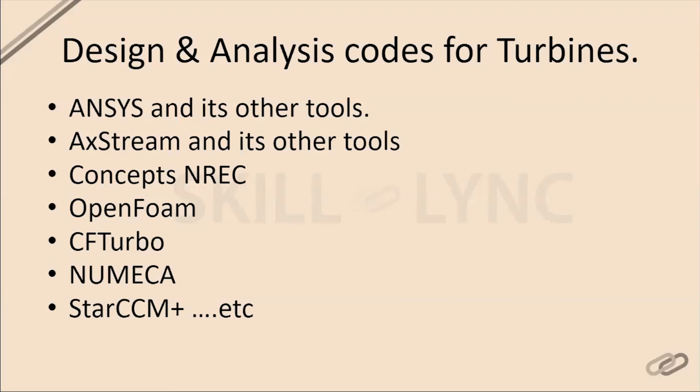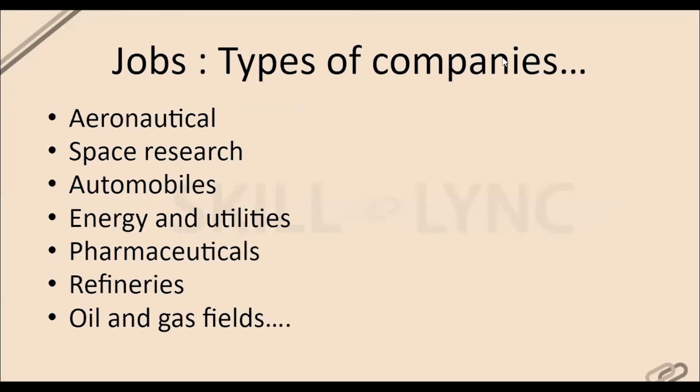ANSYS can also be used because it has so many facilities for analyzing turbomachinery products. Okay, the types of companies where turbomachinery is used are aeronautical, space research, automobiles, energy and utilities. You have pharmaceutical companies, which use the gas turbine to generate electricity and consume that electricity within the factory premises. Similarly with refineries and oil and gas fields also.